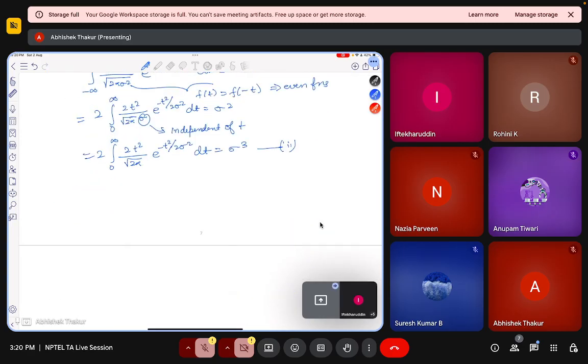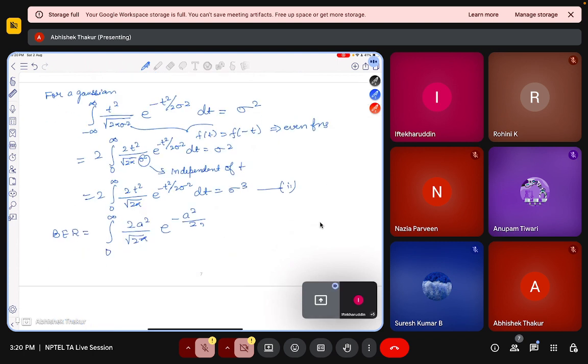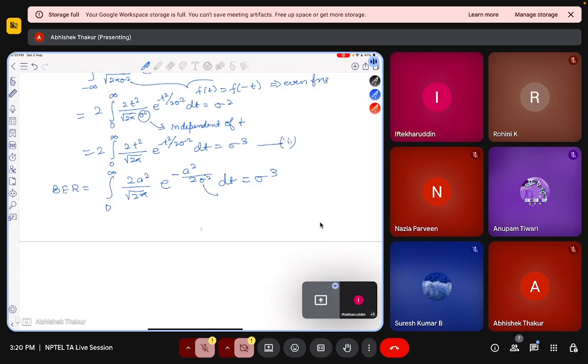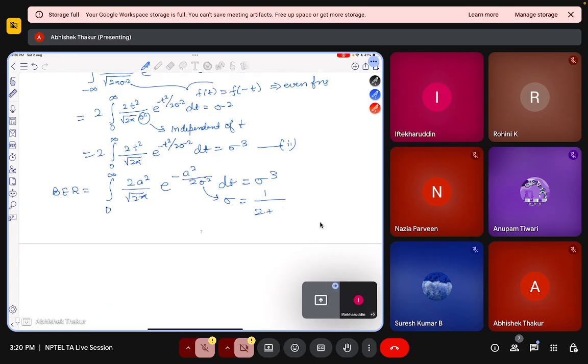So now the bit error rate from the first equation is given as the integral from 0 to infinity of 2a squared over square root of 2 pi e to the power of minus a squared by 2 sigma squared dt. This we can write as sigma cube here. And what is the sigma here? This sigma is 1 by 2 plus mu u square.